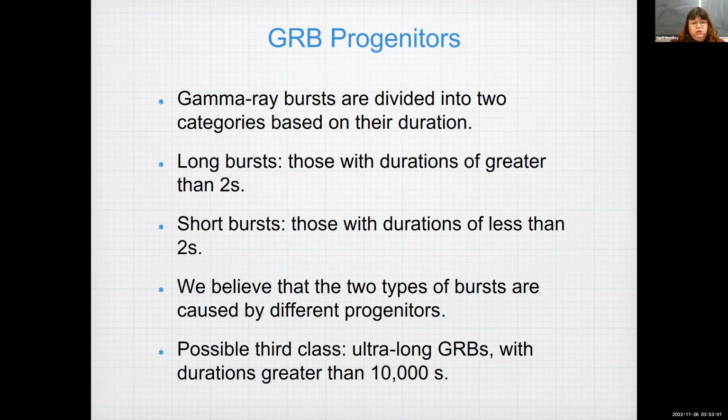There's some debate about whether that's the most appropriate place to put the dividing line. Could it be a bit above 2, a bit below 2? Some people say the choice of 2 seconds to divide them is somewhat arbitrary. But anyway, we think that the two categories in general are caused by two different progenitors. There's also a possible third class, ultra long gamma ray bursts, whose durations are longer than 10,000 seconds.